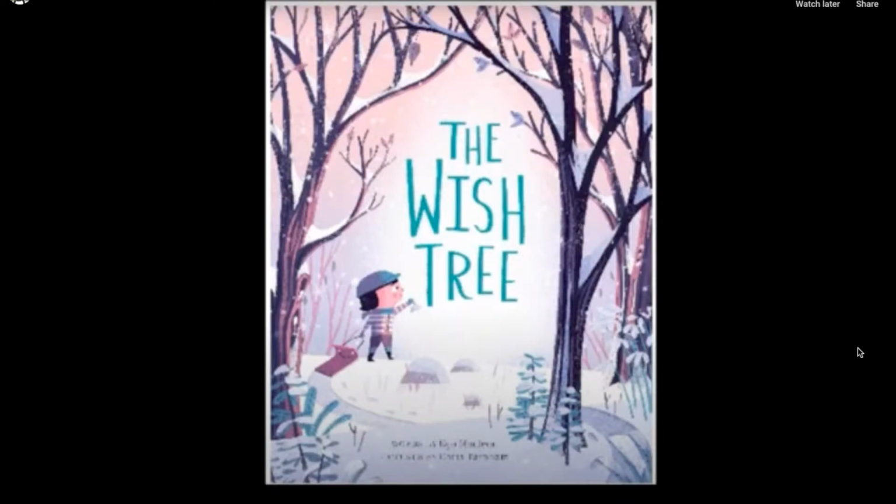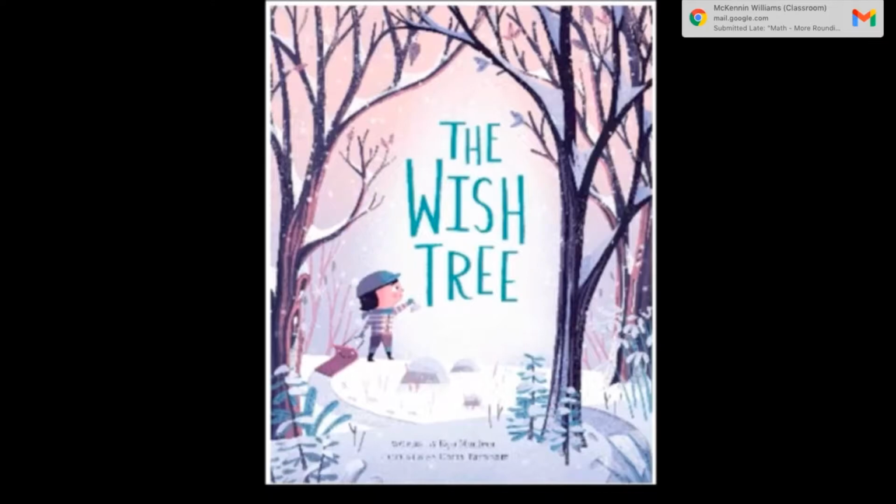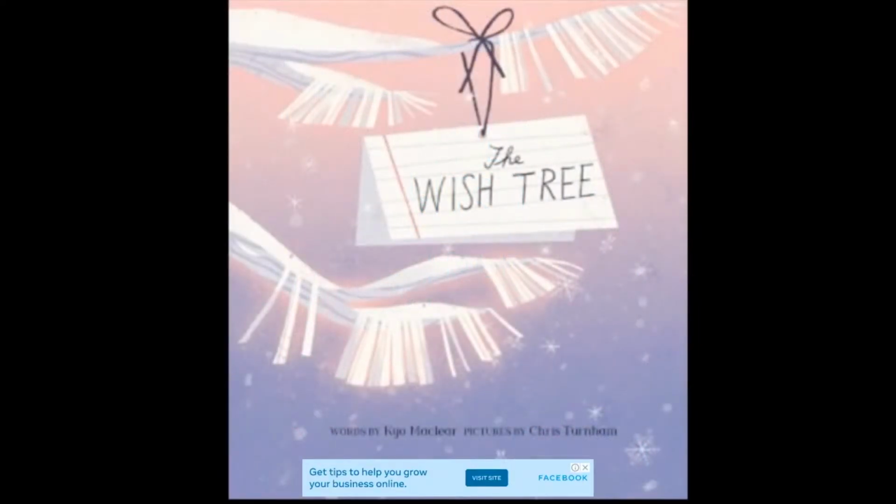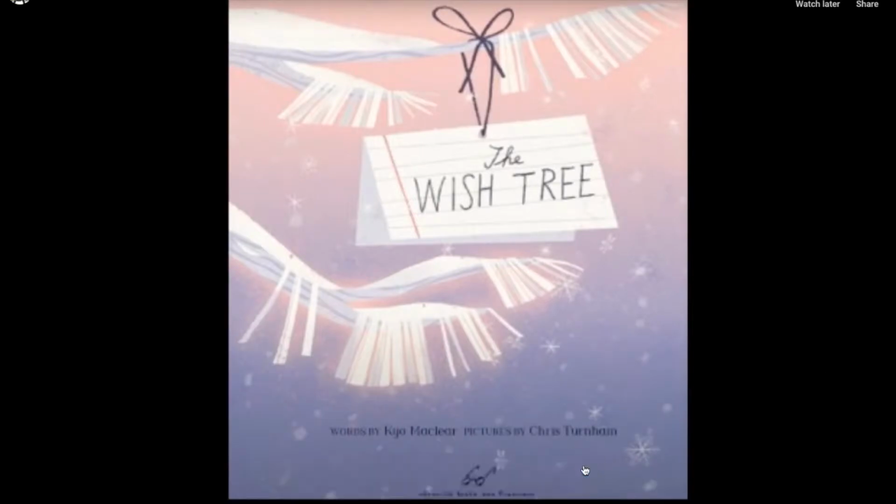The Wish Tree. Written by Kyle McClear. Pictures by Chris Turnham.